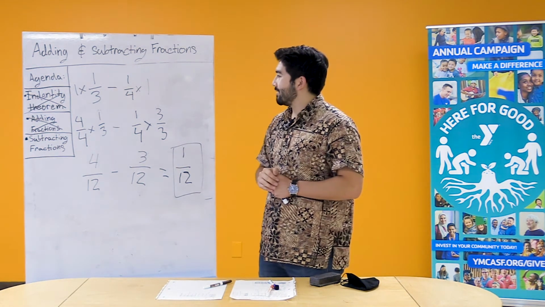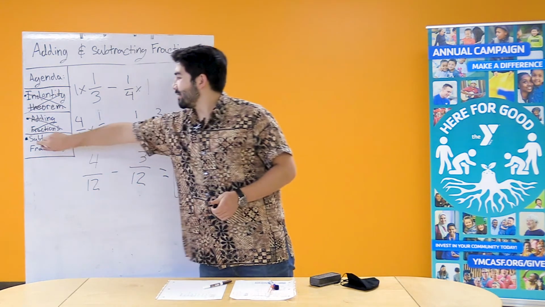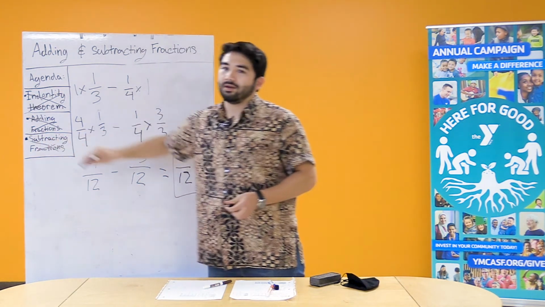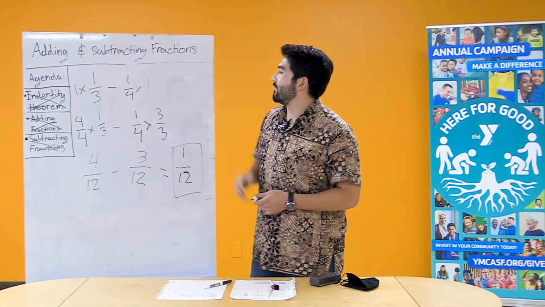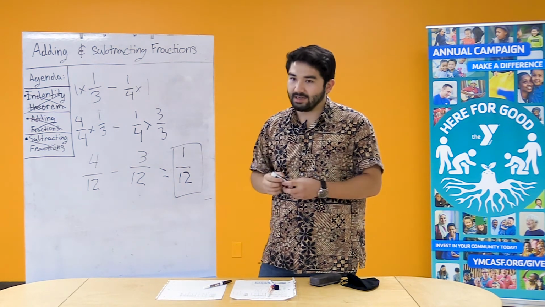So I think that's going to be it today. Cross it off. What we did, we added and subtracted fractions, and we learned about the identity theorem.